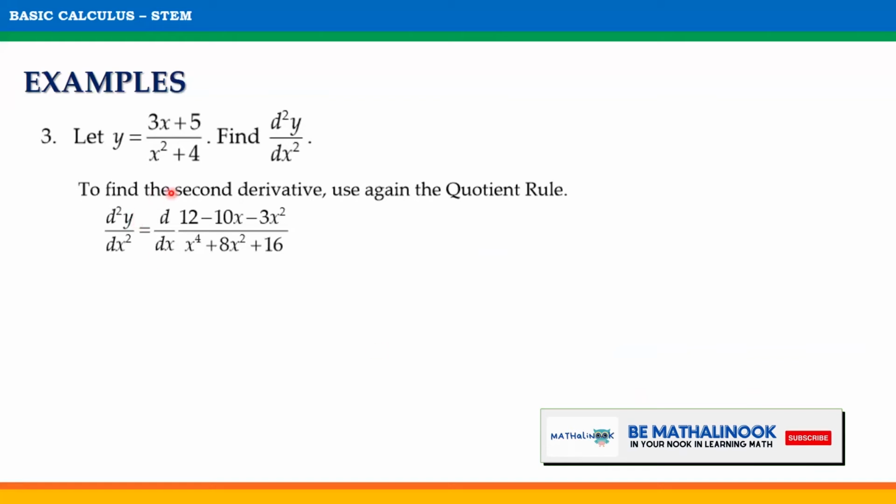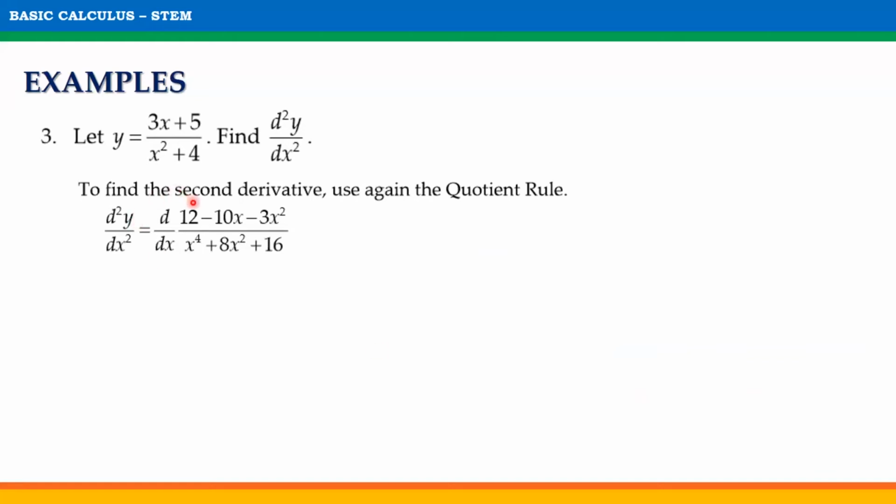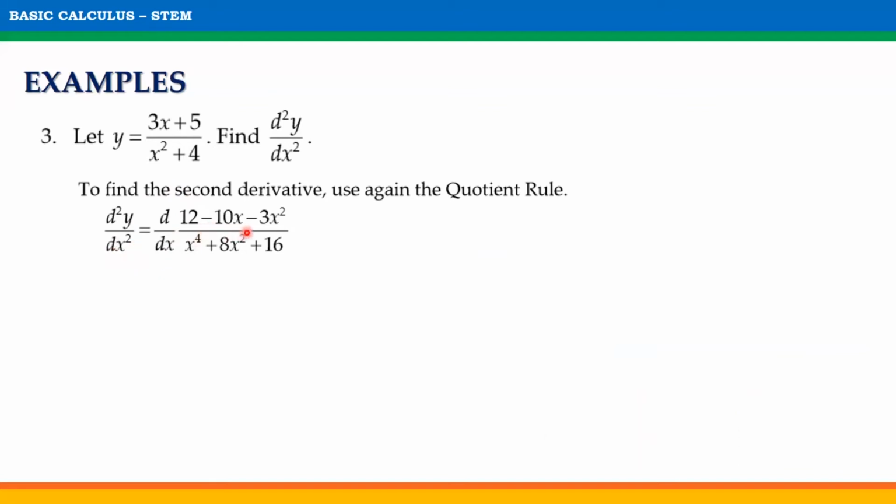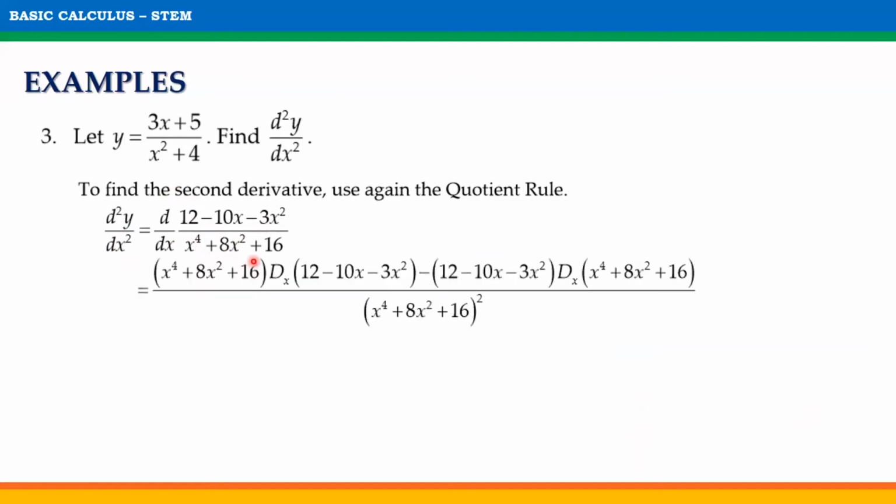For the second time, we can again use the quotient rule. So therefore, the second derivative is equal to the derivative of 12 minus 10x minus 3x squared all over x raised to 4 plus 8x squared plus 16. We will get x raised to 4 plus 8x squared plus 16 times the derivative of 12 minus 10x minus 3x squared, minus 12 minus 10x minus 3x squared times the derivative of x raised to 4 plus 8x squared plus 16, all over x raised to 4 plus 8x squared plus 16 quantity squared.